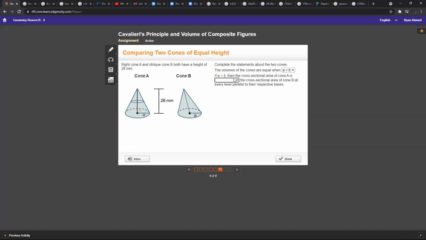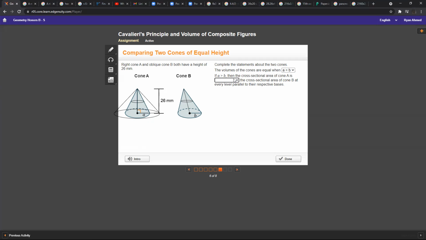So if A is greater than B, then the cross-sectional area of cone A. Let's illustrate the point they're trying to make here. We want to keep B the same, but we want to increase A. So it's going to look something kind of like this. So we're expanding the width. Exactly. But in technical terms, we're growing the radius.